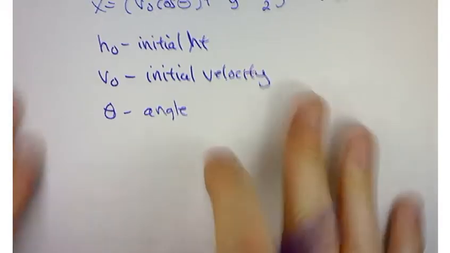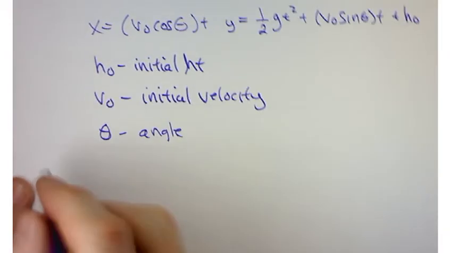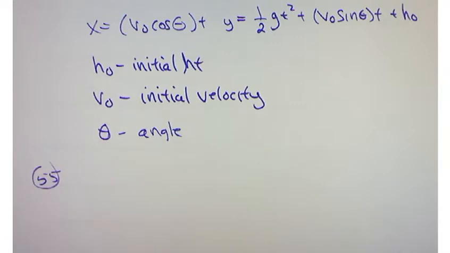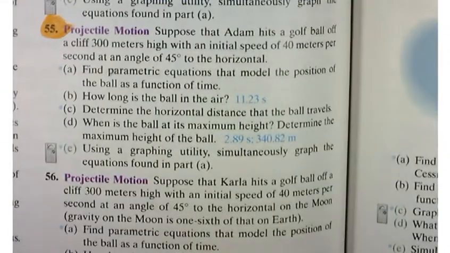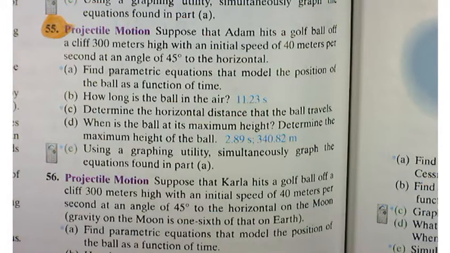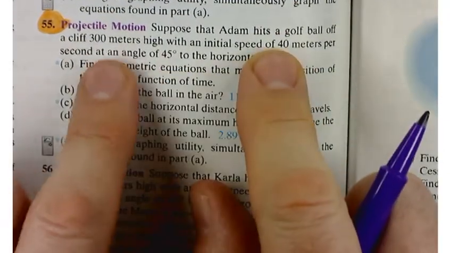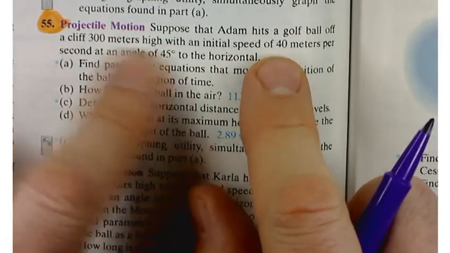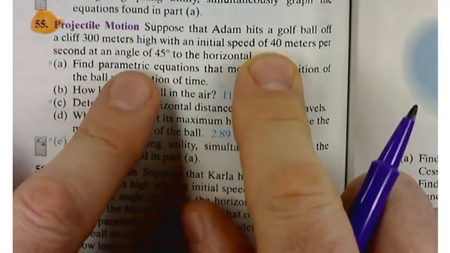So let's look at problem number 55. Let me put that up here for a moment. Suppose that Adam hits a golf ball off a cliff 300 meters high. So Adam's having fun, all right? 300 meters high with an initial speed of 40 meters per second at an angle of 45 degrees to the horizontal. So, all right, there's a few things we should get here. The initial height is 300 meters. The initial speed is 40 meters per second, and the angle is 45. So let's copy those things down.